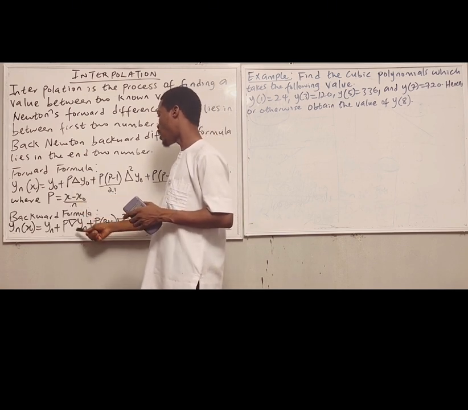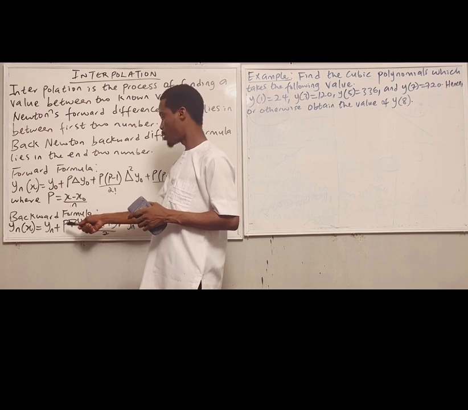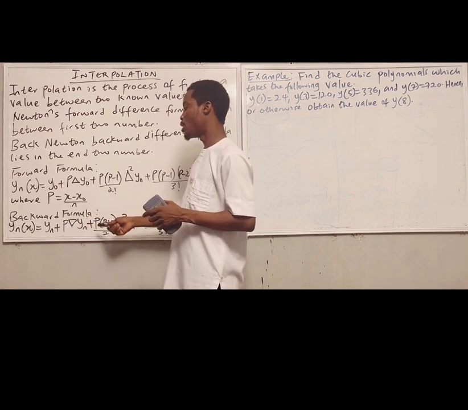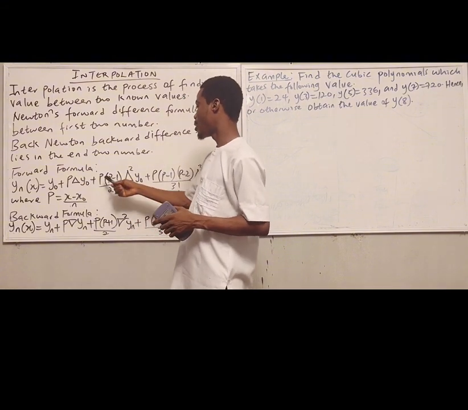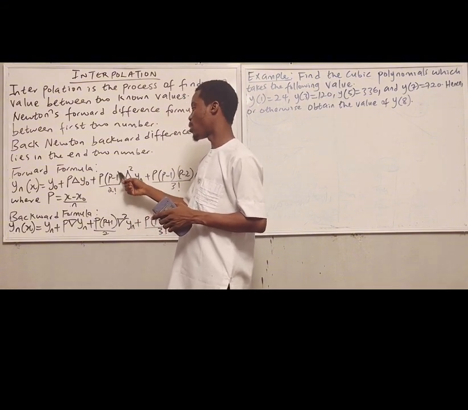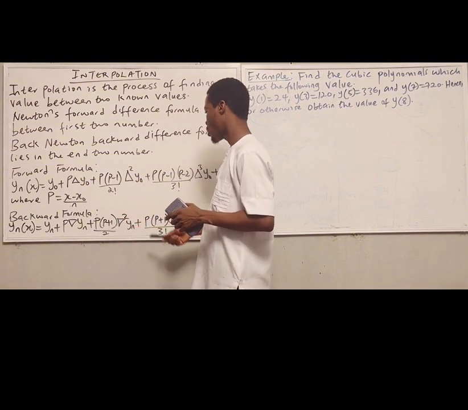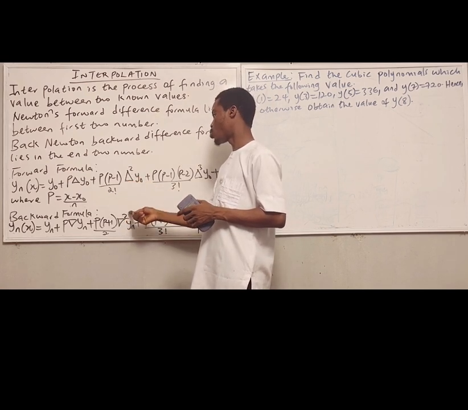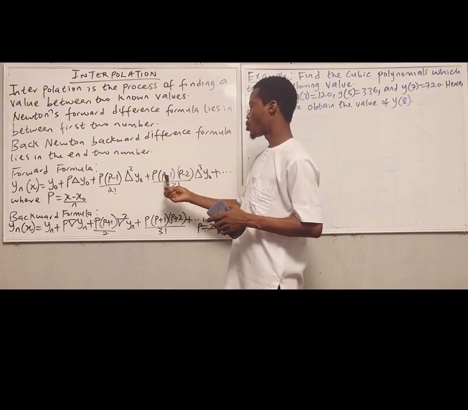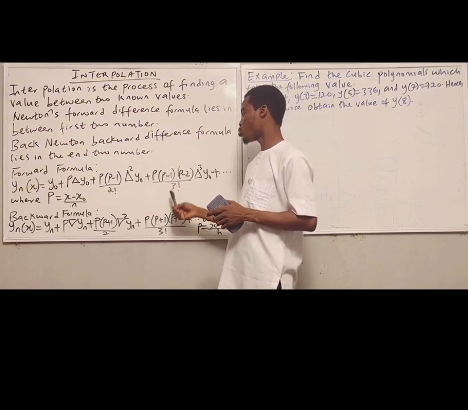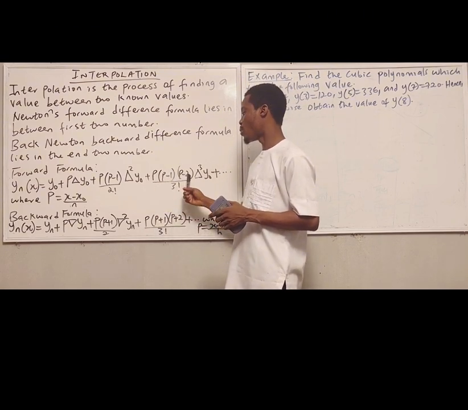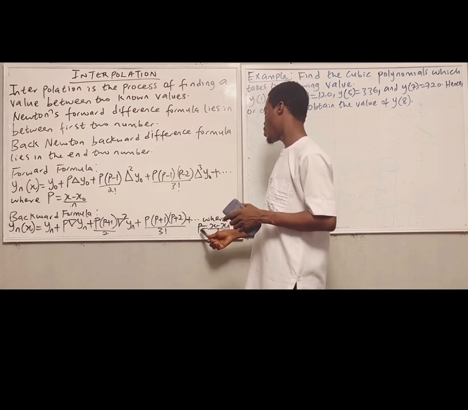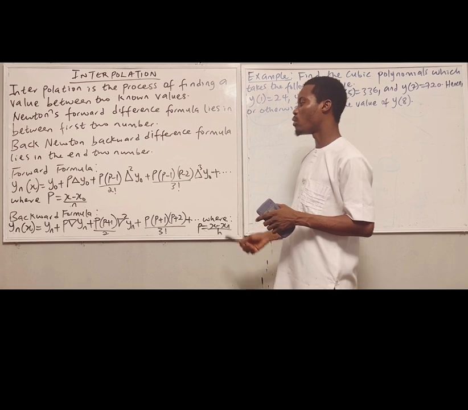Then we have y_n plus p nabla y_n. In backward we have positive. Remember that the opposite of p minus 1 is p plus 1. Then we have the opposite of the changes raised to power 2, y_n plus, the opposite of p minus 1 we get p plus 1, the opposite of p minus 2 we have p plus 2, over 3 factorial, where p is x minus x_n all over h.